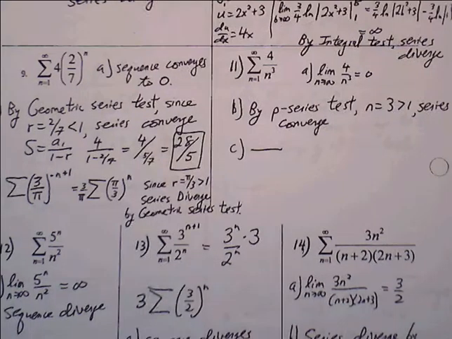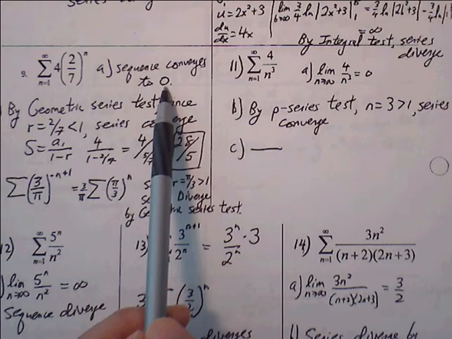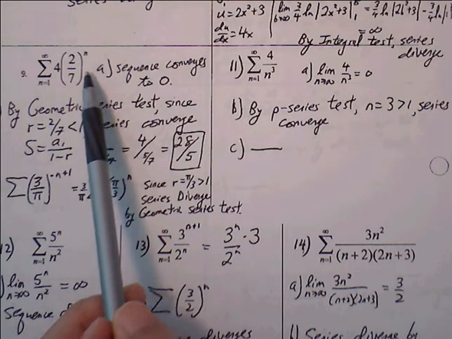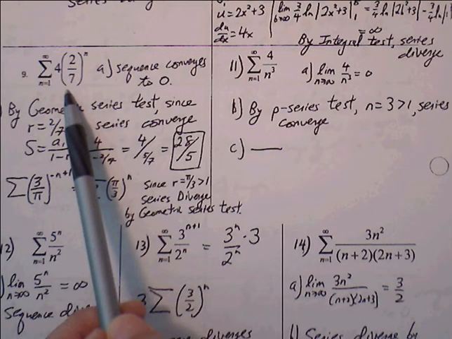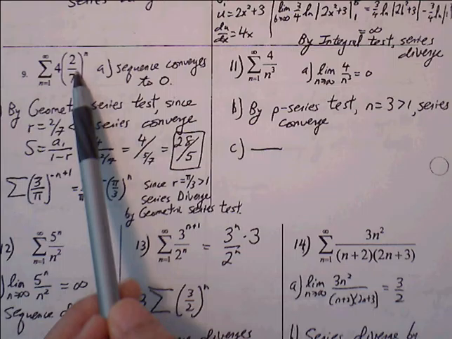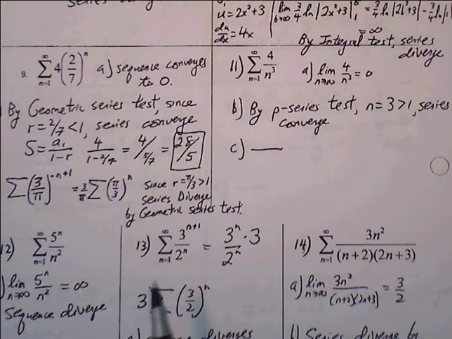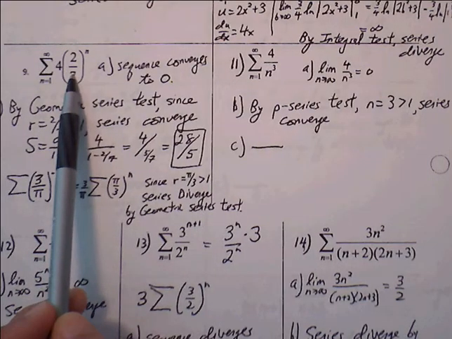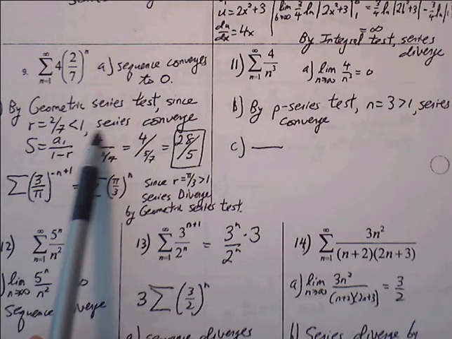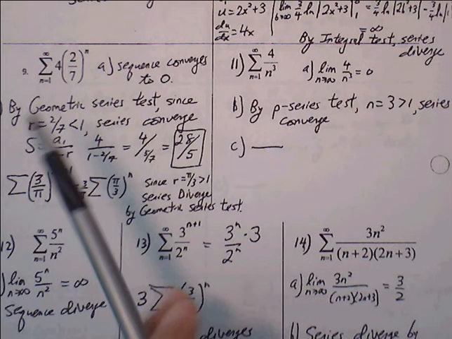Number 9. If we look at this form here, first off, for part A, the sequence will converge to 0, simply because this is in the form of a geometric series, and we know that as n approaches infinity, this will get smaller and smaller, affecting that 4, and will go to 0. Now, this is a geometric series that also converges, so just by the form, if the ratio is less than 1, which is 2/7, then we know the series will converge. And because this is a converging geometric series, we also can find the infinite sum.